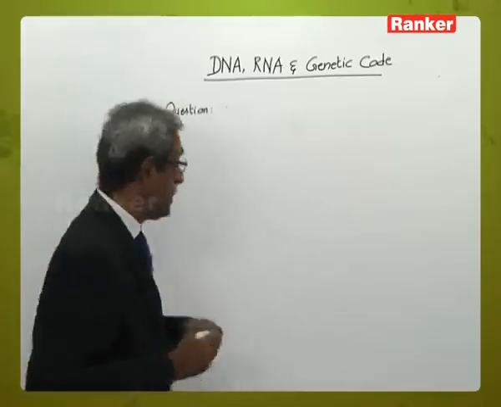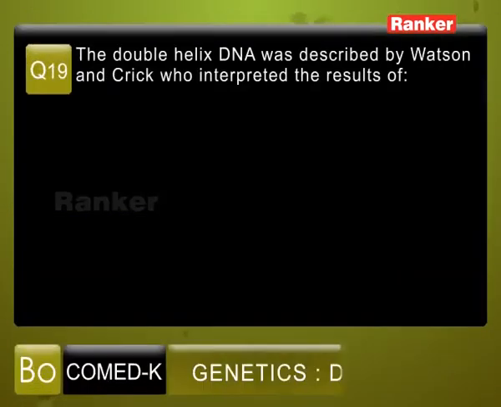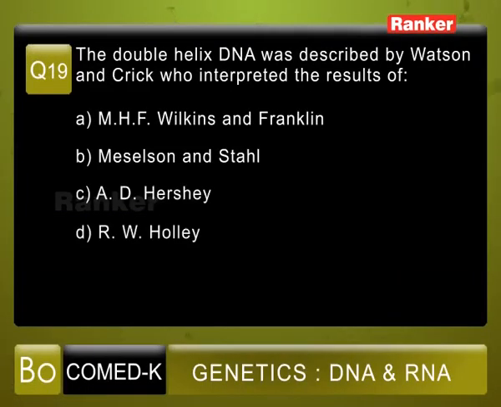The double helix, question number 19, is a very simple question. It says the double helix DNA was described by Watson and Crick, who interpreted the results of: choice A is Wilkins and Franklin, B is Michelson and Stahl, C is Hershey, and D is Holley.